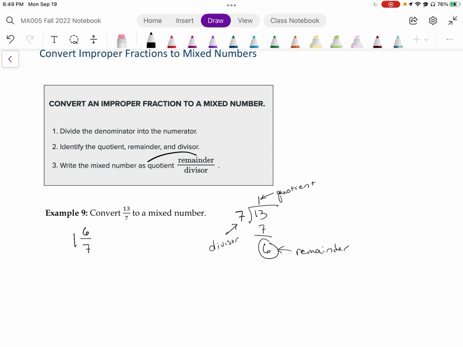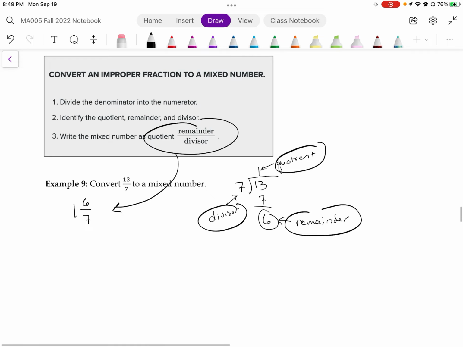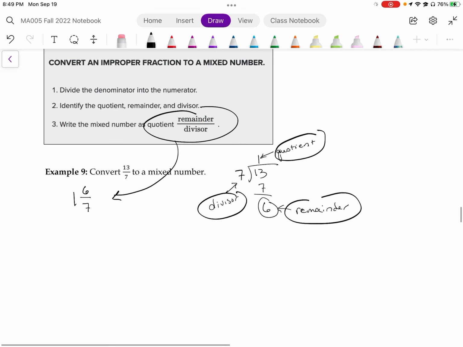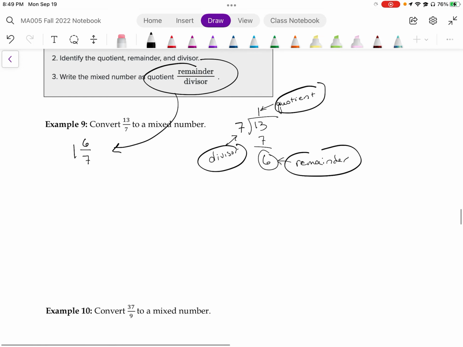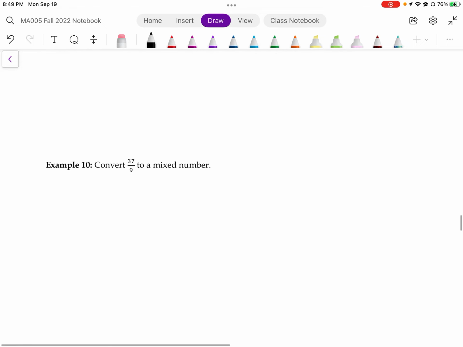All right, so look at this right here and look at what I did here. Okay, so the quotient goes out front. That was the 1. The remainder goes on top and the divisor goes on the bottom. Okay, so different ways to think about it. If you like to have steps, you can use those steps, or you can try to just think it through. All right, so try number 10.